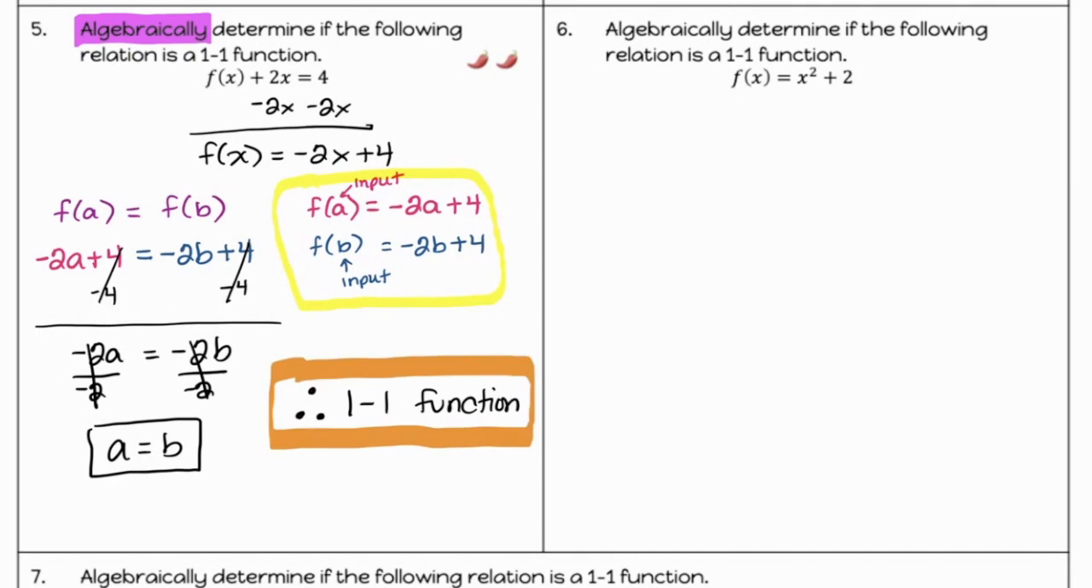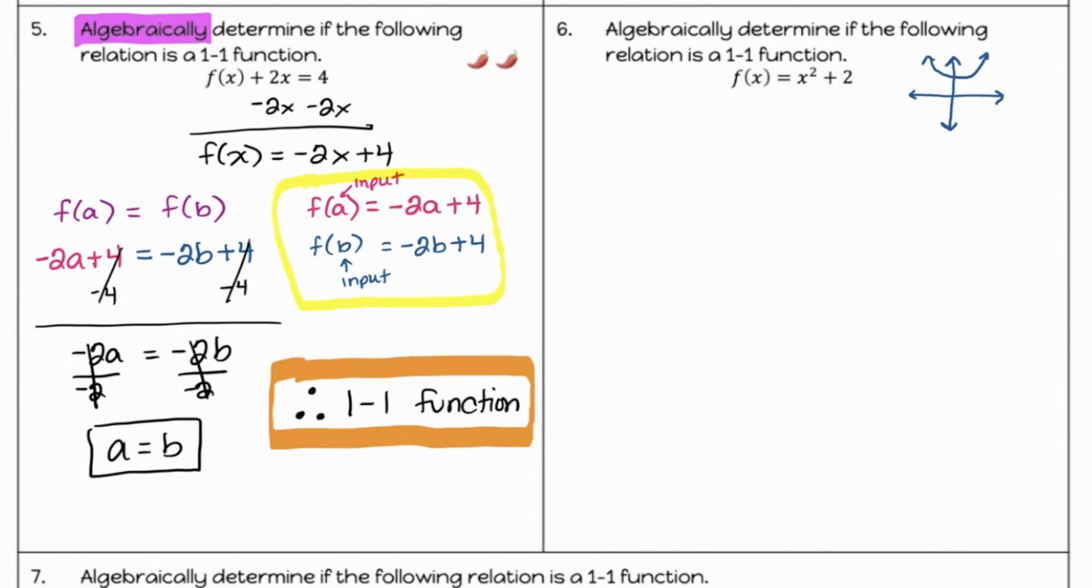So number 6, same kind of process. We have: algebraically determine if the following relation is a one-to-one function. We have f of x equals x squared plus 2. I don't need to solve for f of x. F of x is already by itself. I have a quadratic, so I will quickly put this into my calculator just to see how this quadratic looks. Okay, so I put that on my calculator. I see my quadratic. I know this is a function. Since I know it's a function, then I could actually do this process.